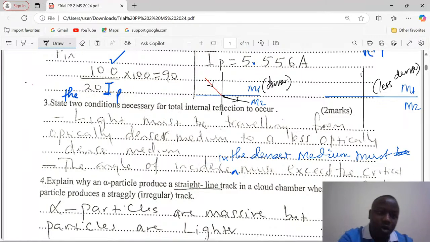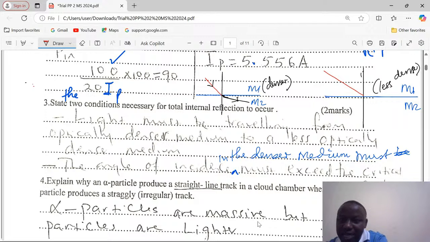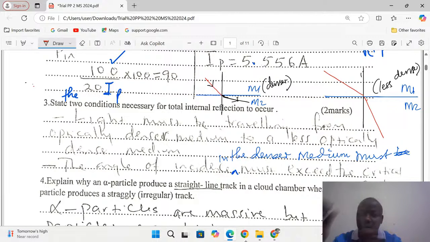Then I talk about a ray of light incident at the interface like that. Now the refraction will occur this way, such that it is towards the normal. Towards the normal. Not like the first case whereby it is happening away from the normal.